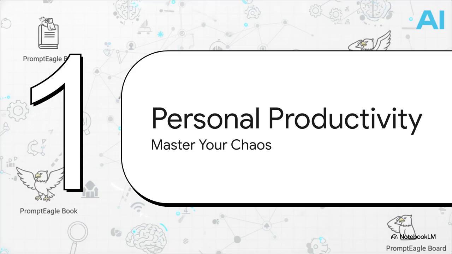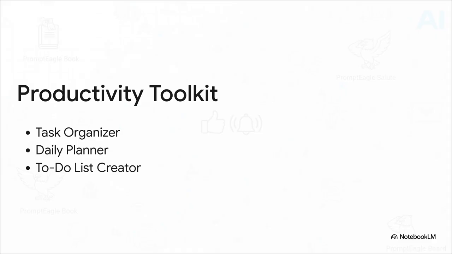That brings us to Section 2. Boost your personal productivity. Master your daily chaos. Let's tackle a highly relatable problem. We all have those mornings where the routine is messy, the inbox is overflowing, and the day just feels completely chaotic before it even begins. Well, here is your personal productivity toolkit to fix exactly that. We've got 3 primary templates here: the task organizer, the daily planner, and the to-do list creator. Consider these your absolute silver bullets for those daily friction points. Instead of letting the day manage you, these templates let you manage your day.